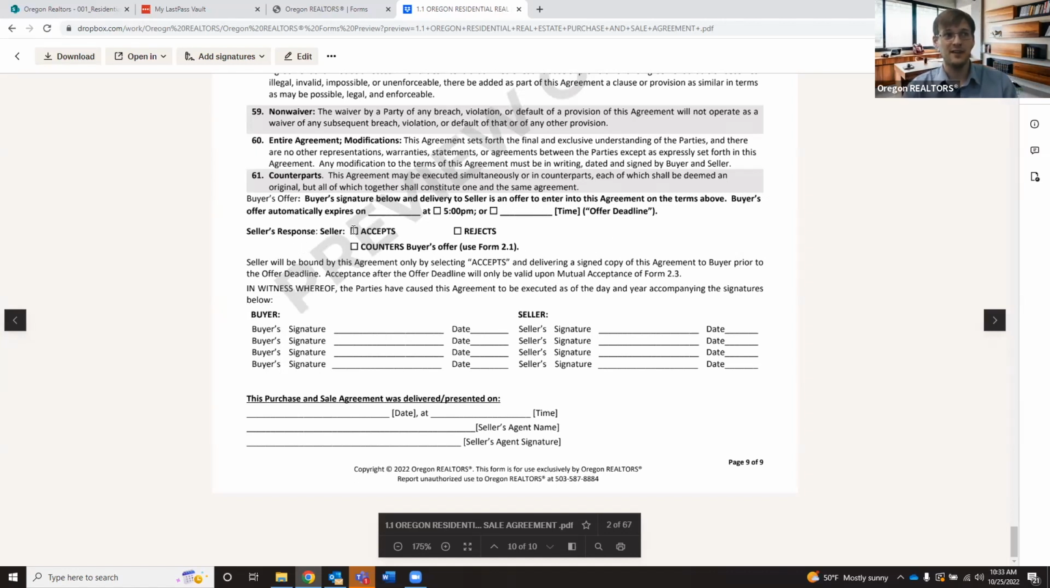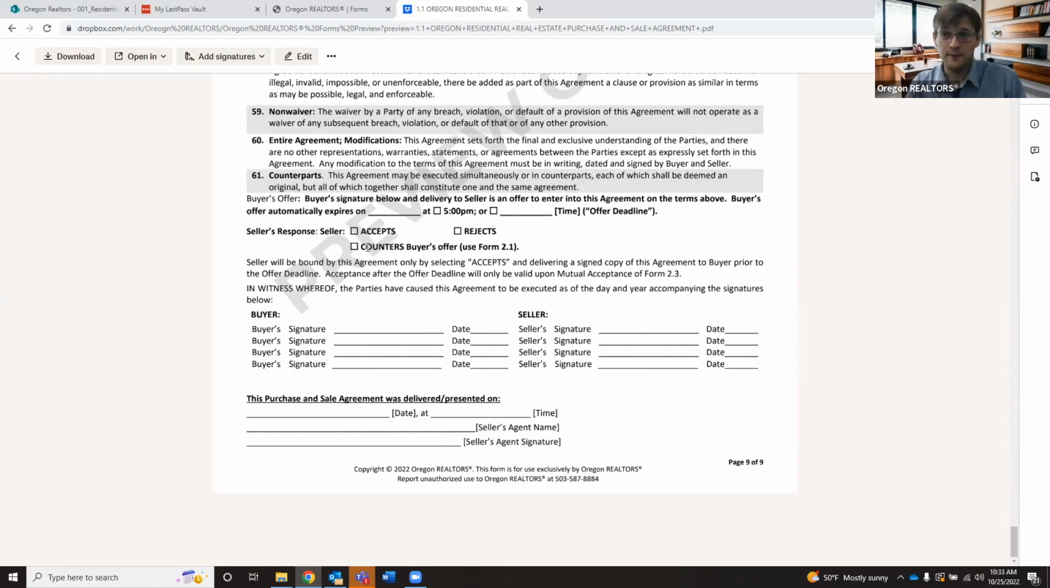The seller gets to respond. They either accept, reject, or they counteroffer. If they counteroffer, we have a form for that. It's not super exciting. It just says I counteroffer and here's what my counteroffer terms are, but it's something to facilitate that counter. If the seller wants to accept a late offer after it's expired, you've got the late offer acceptance addendum. That is then flipping the script, and then the buyer gets to make the decision on whether or not they want to move forward.